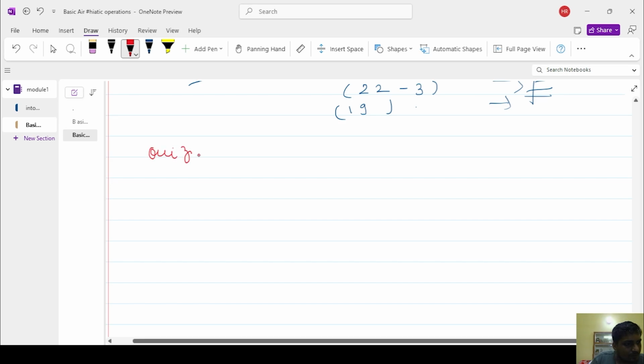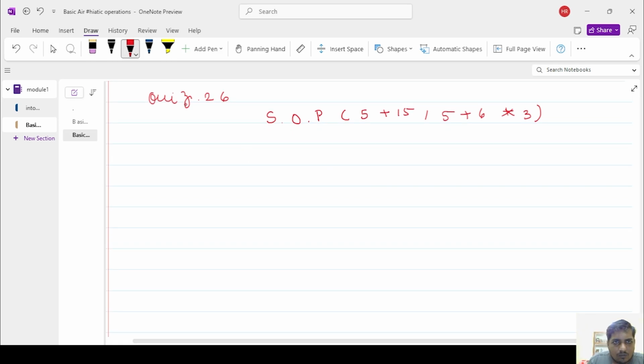At quiz number 26. Here the SOP is given. 5 plus 15 divided by 5 plus 6 multiply by 3. Okay, this is the question given.